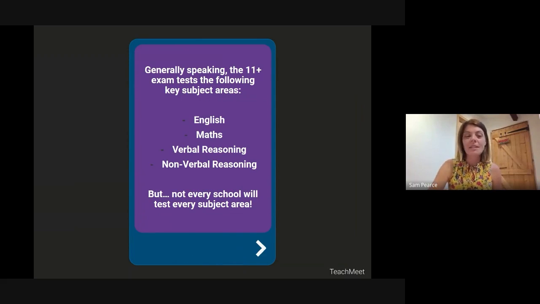So generally speaking, which subject areas are we looking at for the 11+? Well, we're looking at English, maths, verbal reasoning, and non-verbal reasoning. But not every school will test every subject area. So you may have one grammar school that decides to set papers in English and verbal reasoning, and then you can have another grammar school that chooses to set papers in maths, non-verbal reasoning, and reasoning. And then you can have another that chooses to set papers for all 4 subject areas. So it is confusing. Not every school will test every subject area, and it's important to know so that you prepare your student appropriately. Because of course, if they don't need to focus on non-verbal reasoning, there's no point looking at that in your tutoring sessions.